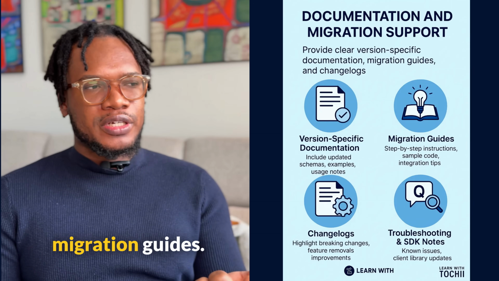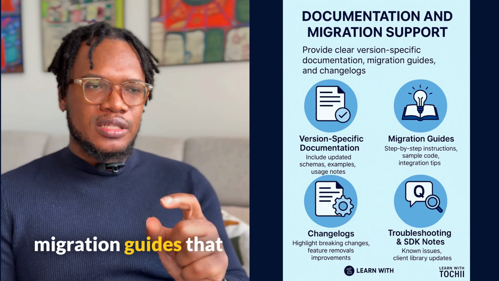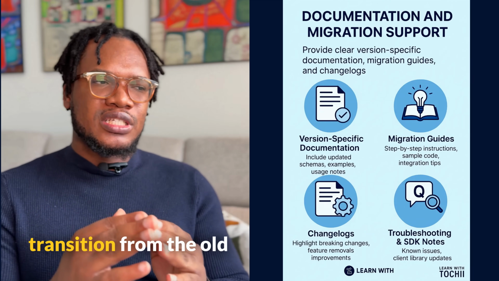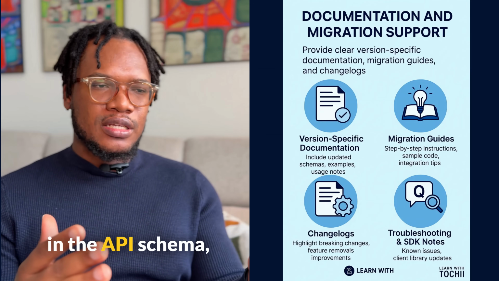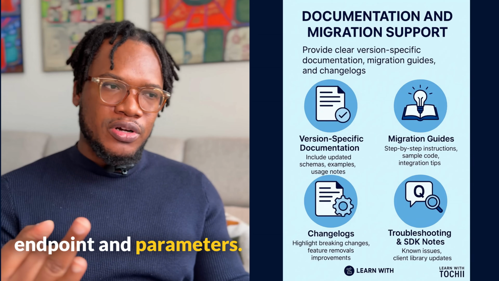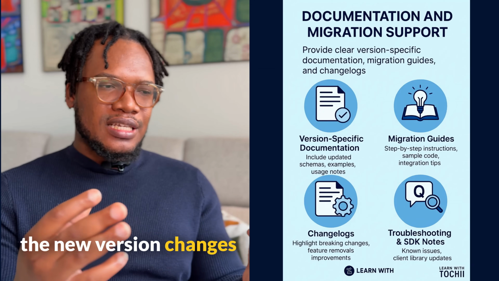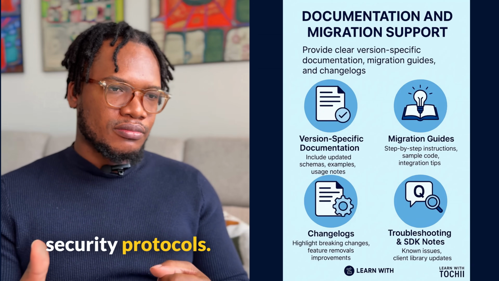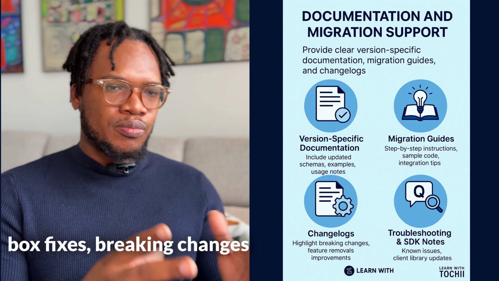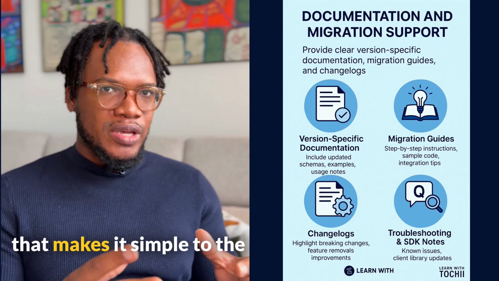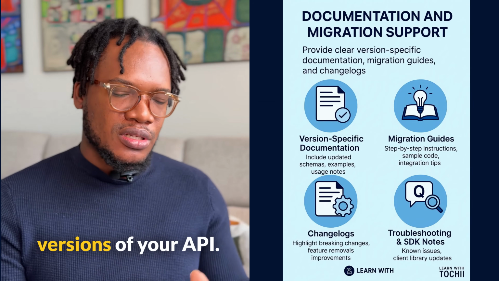Another point is your migration guides. Your migration guides must offer comprehensive guides that explain how to transition from the old version to the new one, that detail key changes in the API schema, endpoints, and parameters, how to update client code to accommodate the new version, and changes in authentication or security protocols. In your change log, publish a detailed change log that outlines all the updates, bug fixes, and breaking changes, that makes it simple for developers to track modifications that have been made between versions of your API.